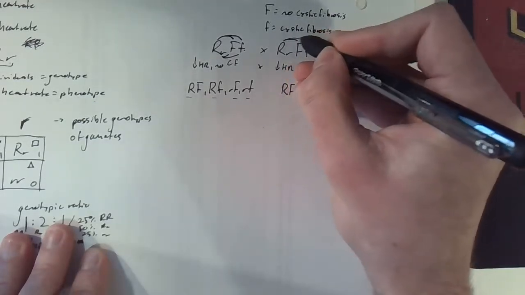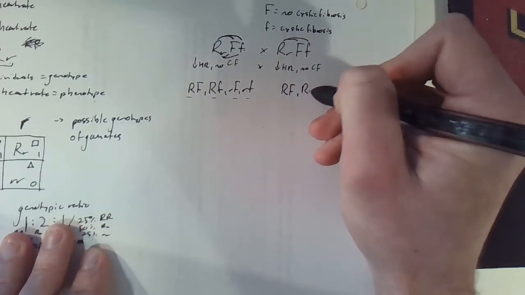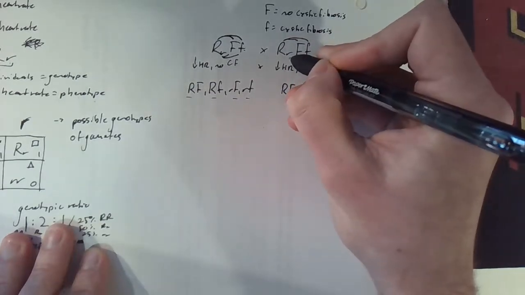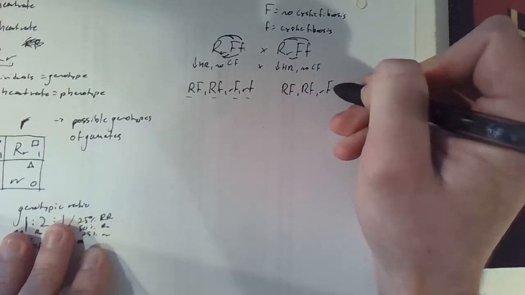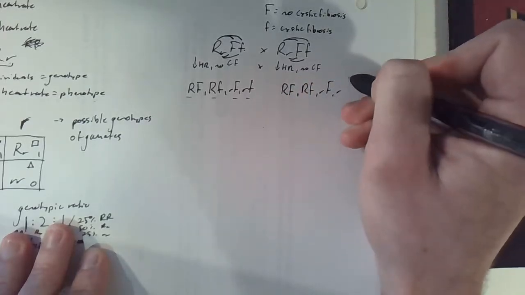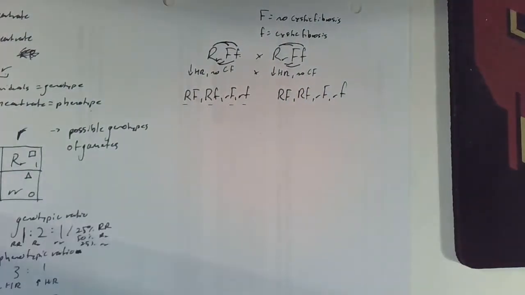I match the first with the second. I match the second with the first. And I match the second with the second. And now we can set up our Punnett square.